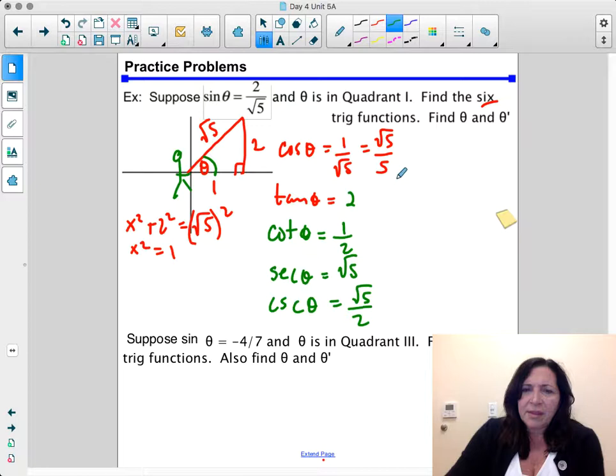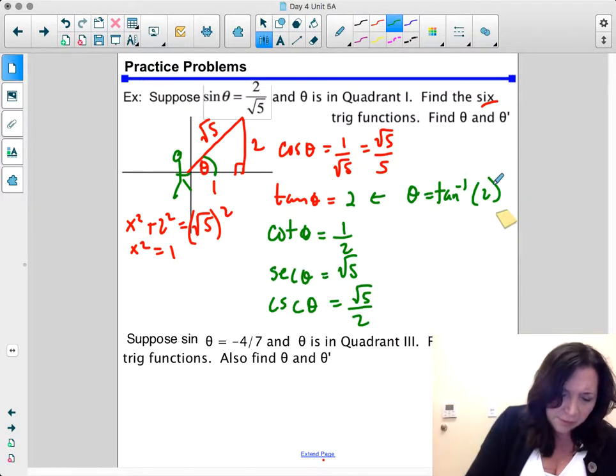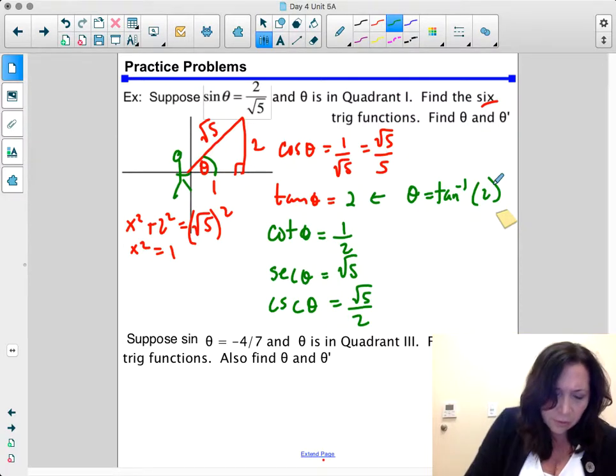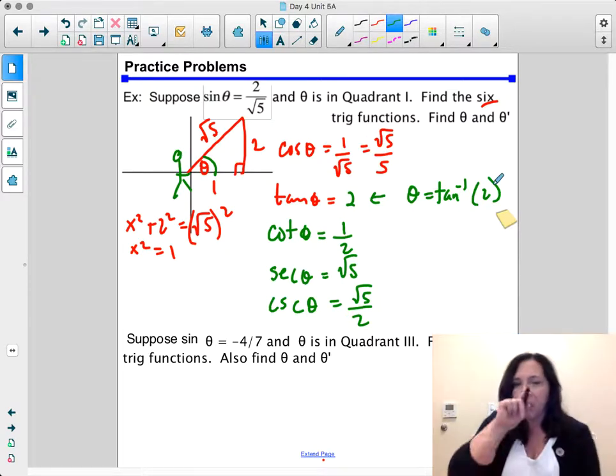Now I just need to find theta. This one looks like it's the easiest or the quickest one to do. So I'm going to get theta by itself. I'm going to go theta equals arc tangent of 2. Okay, so let's find what that is. So I'm going to go to my arc tangent of 2, and I get 63.4.